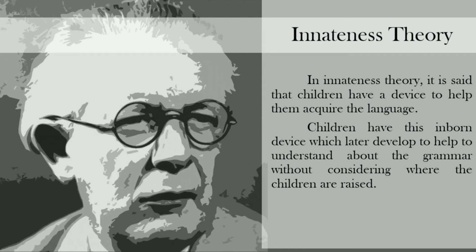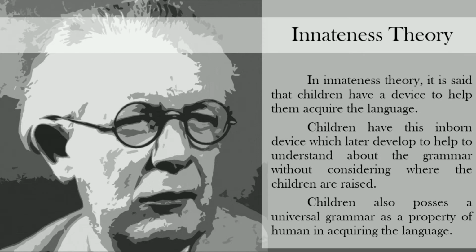It is also supported by the story, which says that language development in children is not influenced by the surrounding environment, but is helped by the inborn device that exists in their brain. At this time, children also possess a universal grammar as a property of humans in acquiring language. Yet, there is a crucial time which should be considered. It is the time in which children have to acquire the language they belong to, or they may not learn the language as other children do.